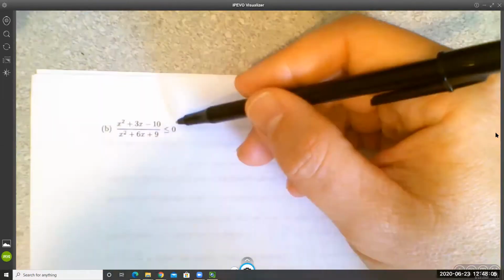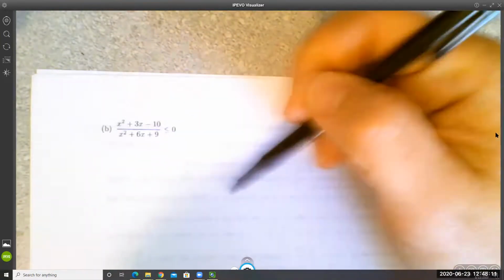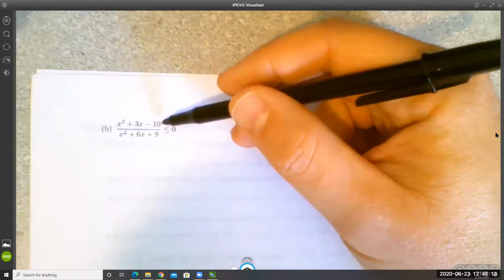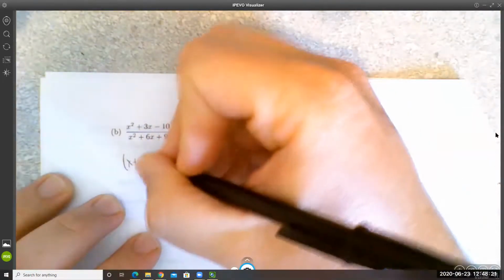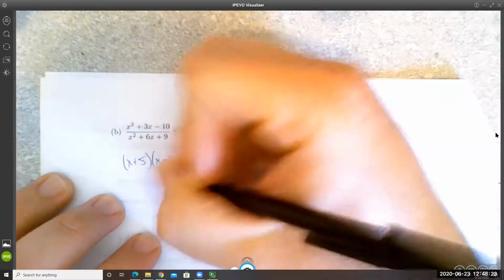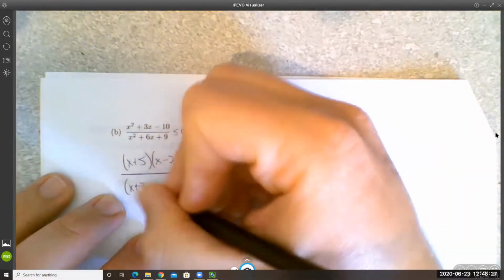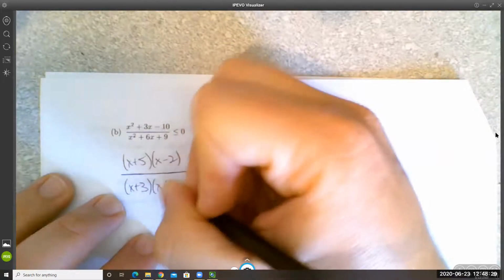Okay. This one's kind of nice because we already have a 0 on the right-hand side, so we don't have anything to move over. But we're going to have to do some factoring in order to figure out when the numerator and denominator are 0. So let's factor the numerator. I think it's going to be x plus 5 and x minus 2. The denominator, I think, is going to be x plus 3 and x plus 3.